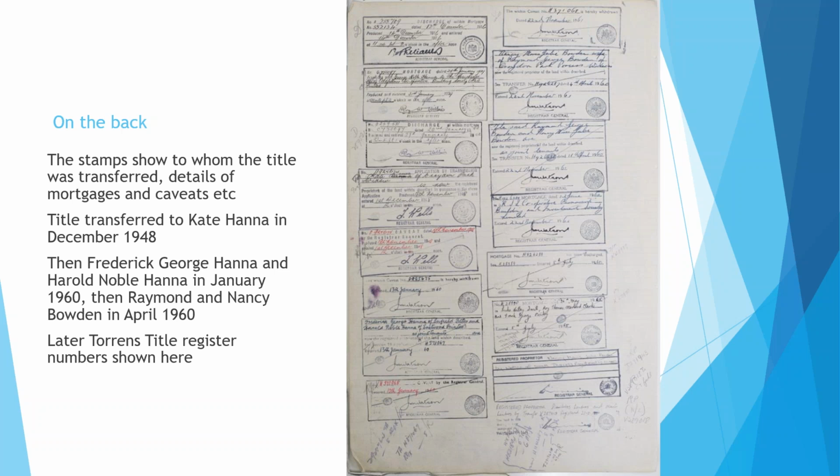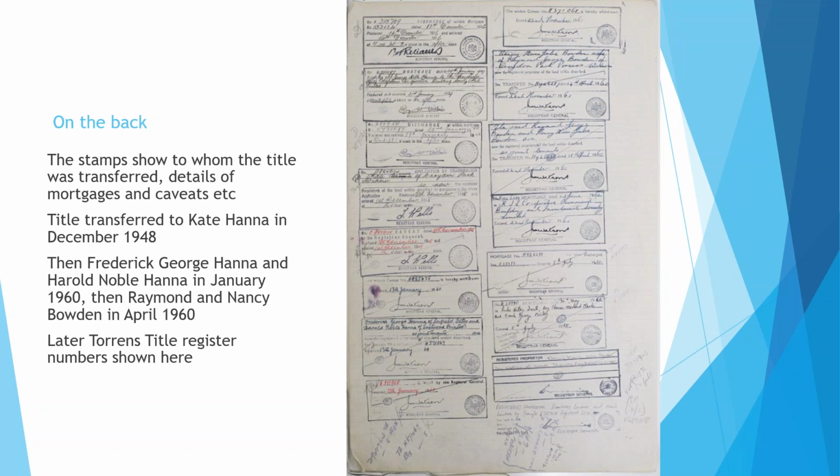So that's when George dies, property goes to Kate, and then Kate dies in 1959. So another one of the stamps shows that the property was then transferred to Frederick George Hanna, Harold Noble Hanna in January 1960. And then in April 1960, there's another stamp saying that the property's been transferred to Nancy and Raymond Bowden, and so on and so forth. And then you'll find any later Torrens title, certificate of title numbers, later volume and folio numbers would be shown here as well.